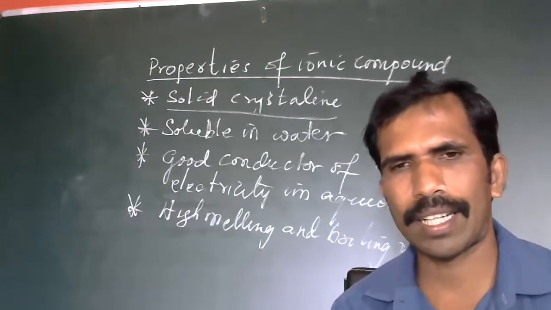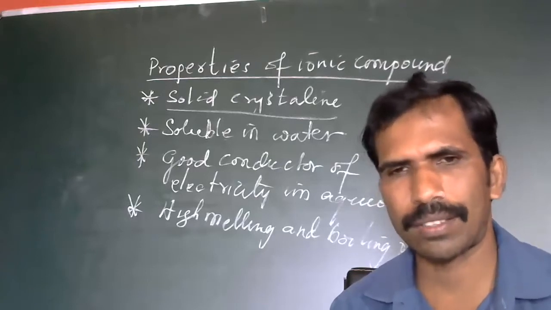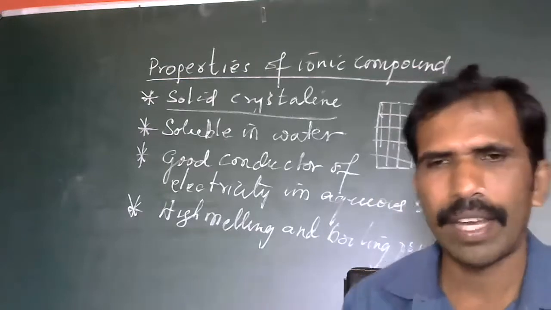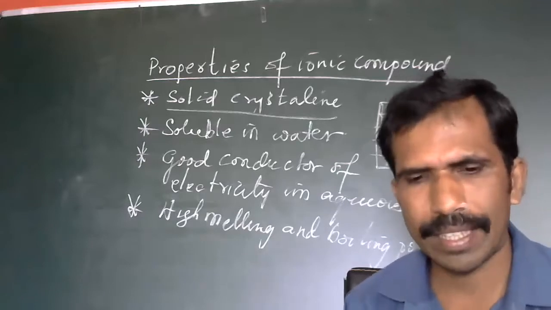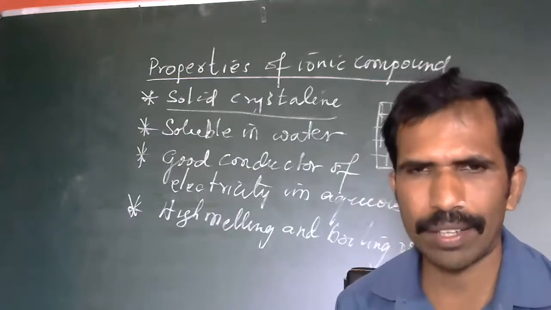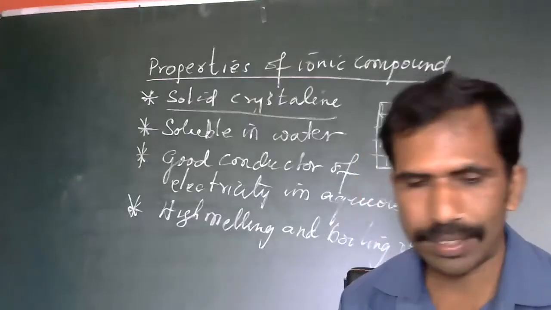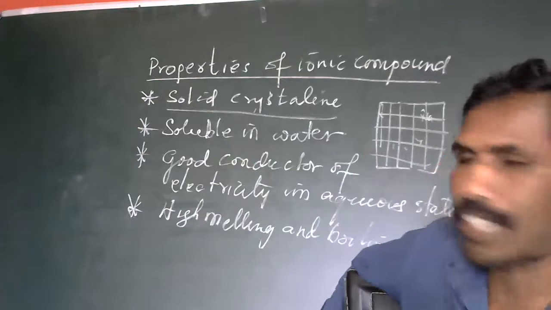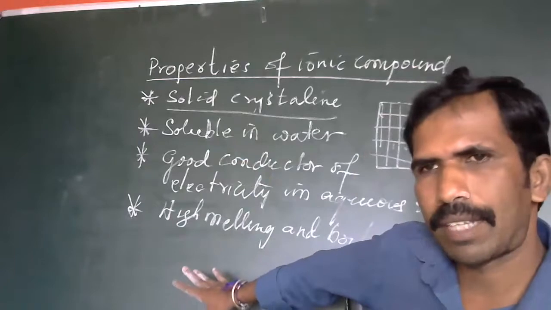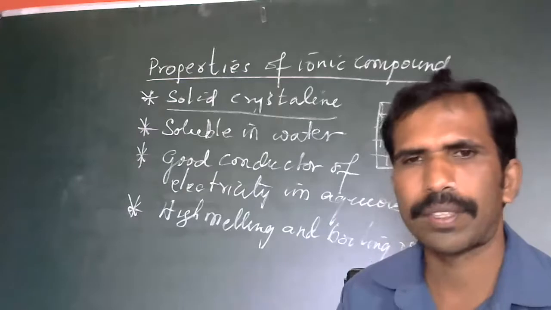So this is how it is formed. H2SO4 is also an ionic compound which dissolves in water and forms H plus ions. So they form ions so that they conduct electricity. They conduct electricity only in the aqueous state, not in the solid state. So these are the physical properties of ionic compounds. Very important, they may ask this question. So this is about the ionic compound.